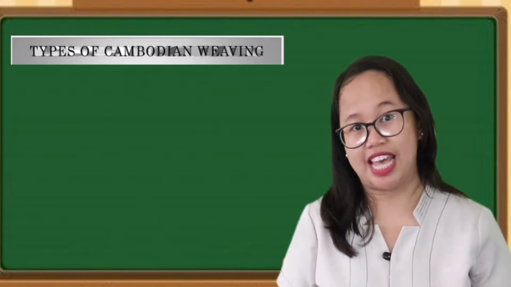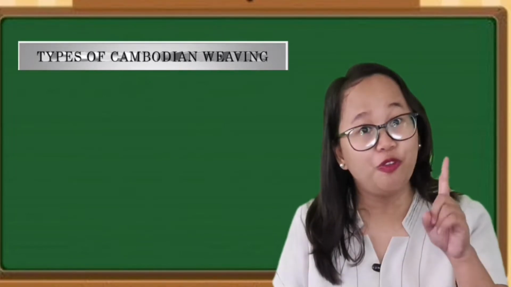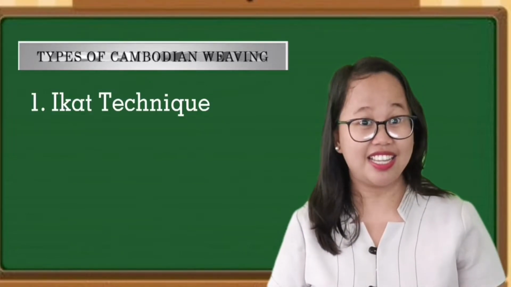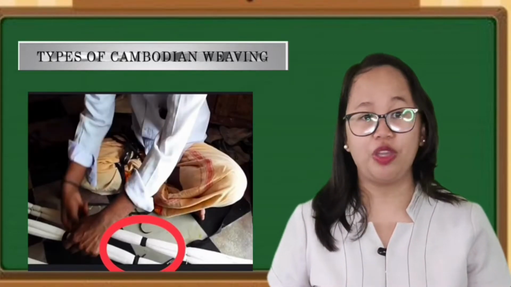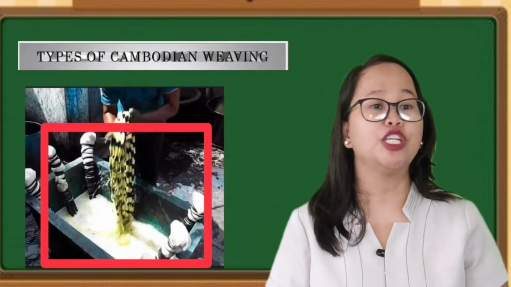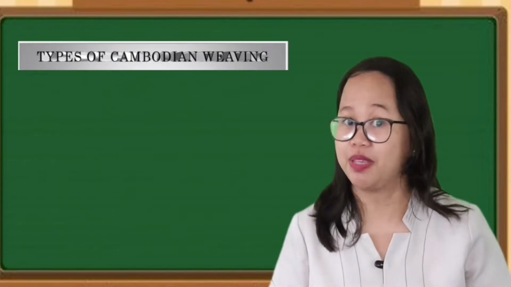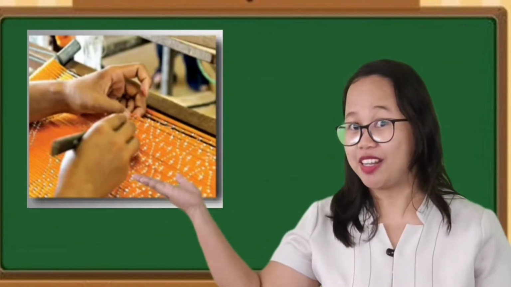There are two main types of Cambodian weaving. The first one is Ikat technique. Ikat technique means to create patterns, weavers tie and dye portions of weft yarn before weaving begins. Here is the example.